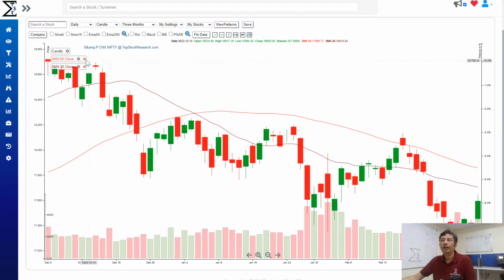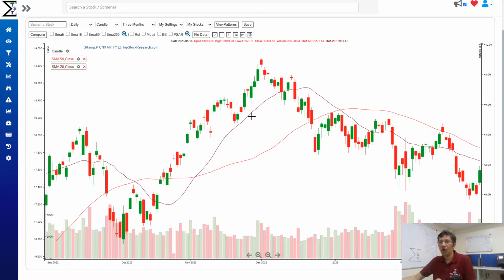So if we remove, or maybe if we draw long, right? So this was a very, very nice trend. So the moving average was there. So price is moving up, moving average is moving up, right? This is where the crossover has happened, and the price is moving up, moving average is moving up.